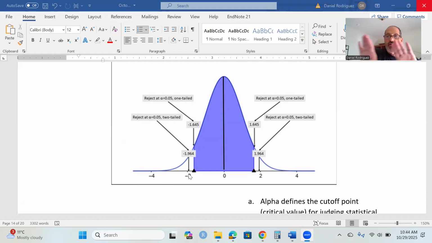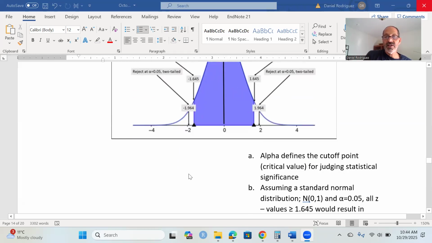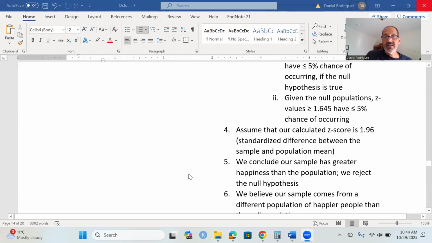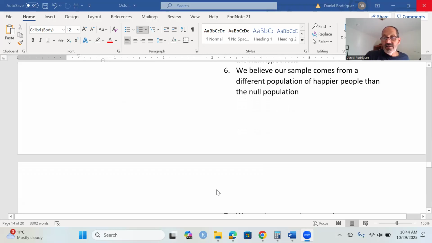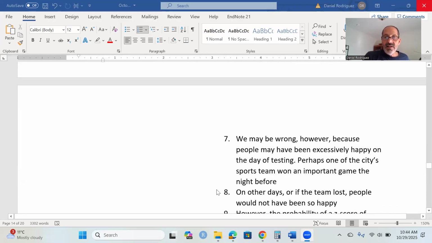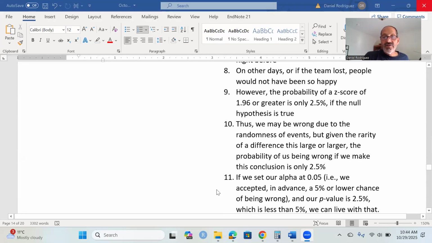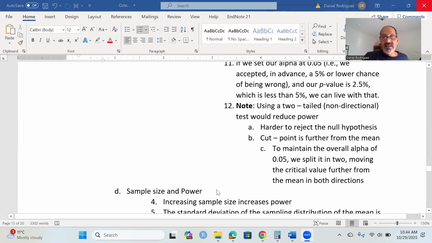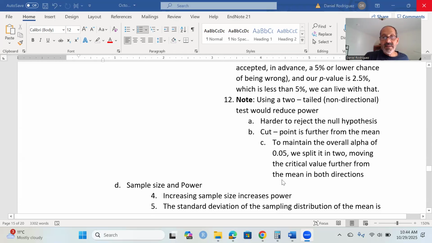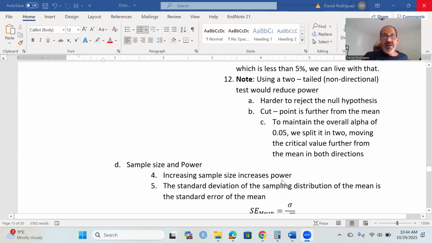So what I do is I'm moving the cut point further away from the mean, making it more difficult to reject the null hypothesis. So honestly, it's better to do a one-tailed than a two-tailed test. However, if your sample size is large enough, that may not make a difference. So I would say that you have more power using a one-tailed than a two-tailed test.